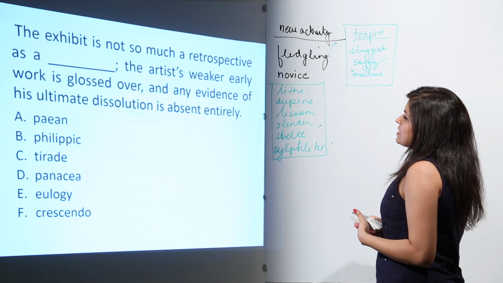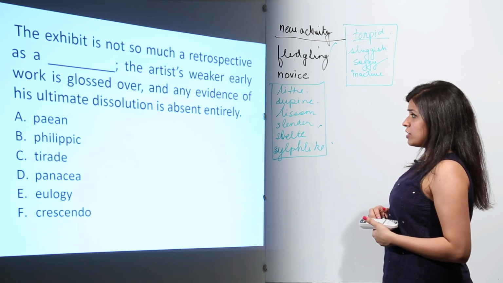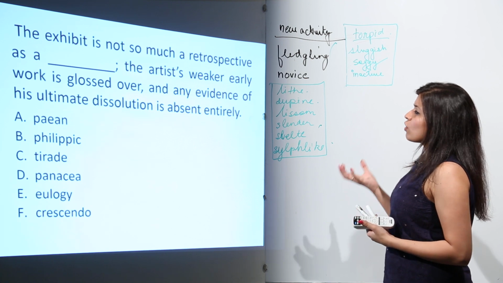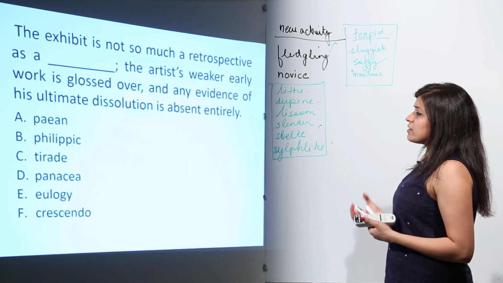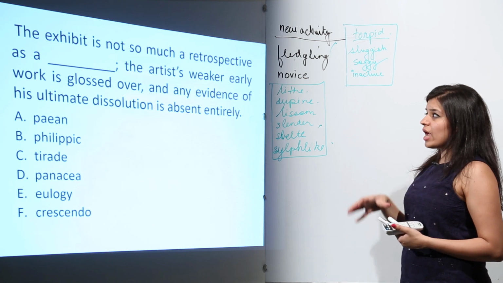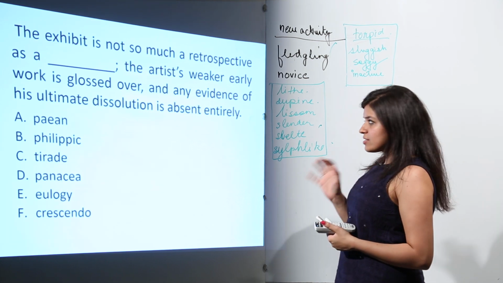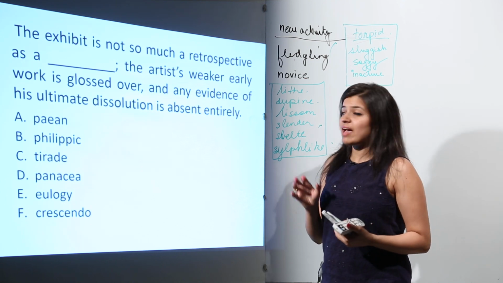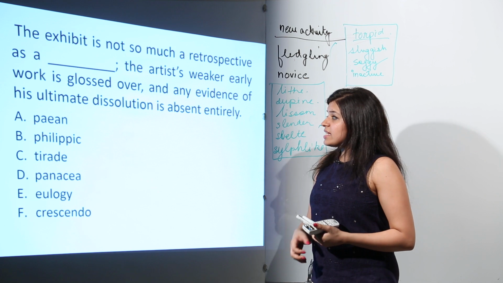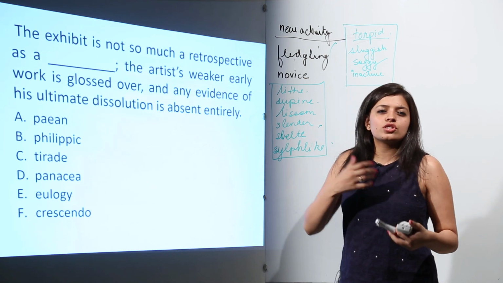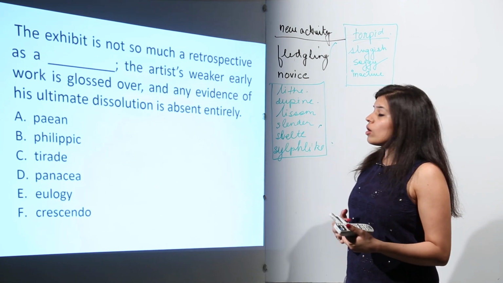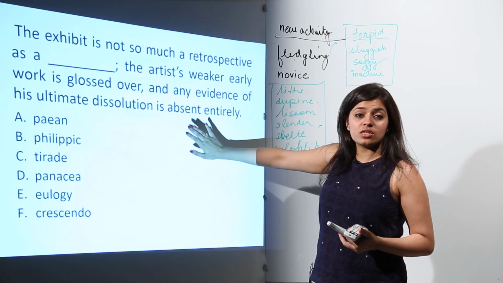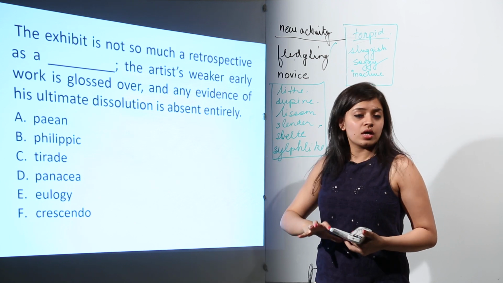Okay. This says that the exhibit is not so much a retrospective as a dash. The artist's weak early work is glossed over and any evidence of his ultimate dissolution is absent entirely. That means this exhibition is not much a retrospective as it is a dash. That means any evidence of the artist's dissolution, that means the artist's bad work that should not be shown properly, has been absent entirely and only the good work has been shown.